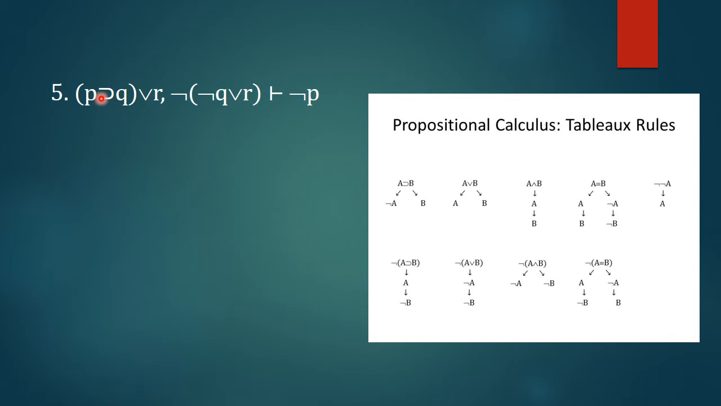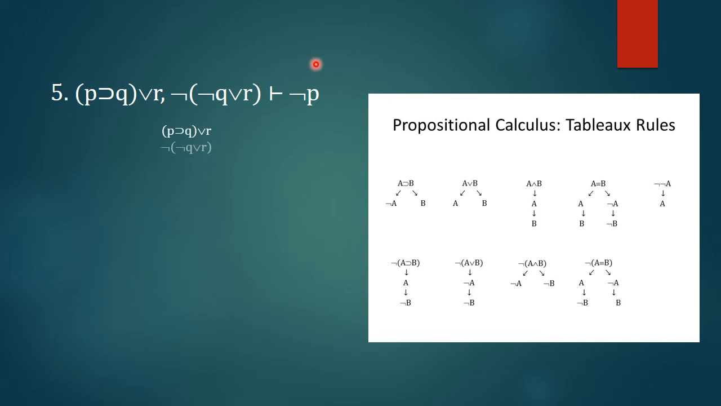So, last one, if P then Q or R, so at least one of these two things is true, either if P then Q is true or R is true. Not the case that not Q or R, so if not Q or R means at least one of these two things is true, not Q is true or R is true, then not that means it's not the case that at least one of these two things is true. So they're both going to be false. And then does that entail not P?